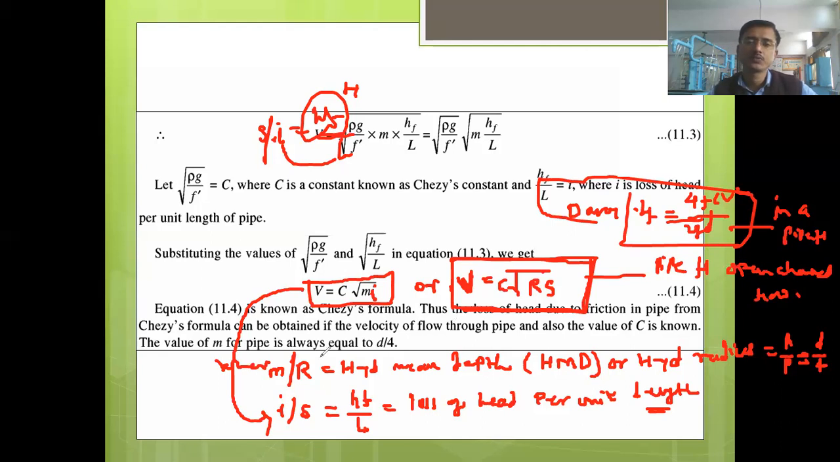You should know what is M, what is R. That's why we have written it in detail. I think everyone has written this. Is it over?